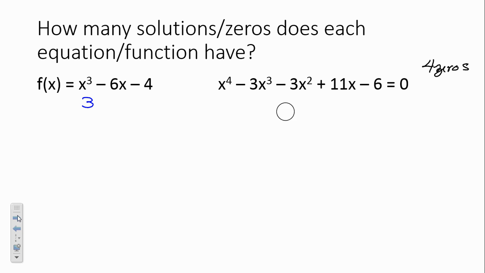Let's look at Descartes' rule of signs to see if it will help us. Positive to negative. Did we change the sign? Yes. How about from negative to negative? Nope. Negative to positive. And positive to negative. So how many positive zeros could we have? 1 or 3.